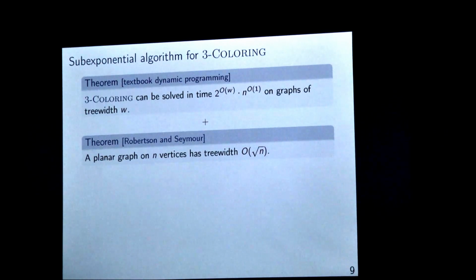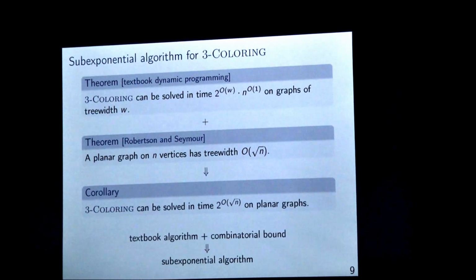Now I told you how to do coloring in 2 to the power O(w) poly(n) time on graphs of treewidth w. Now we know from Robertson–Seymour that a planar graph on n vertices has treewidth O(root n). So did we make an algorithm for planar graphs which runs in time 3 to the power O(root n)? Let's just combine: textbook algorithm plus combinatorial bound implies a subexponential algorithm.